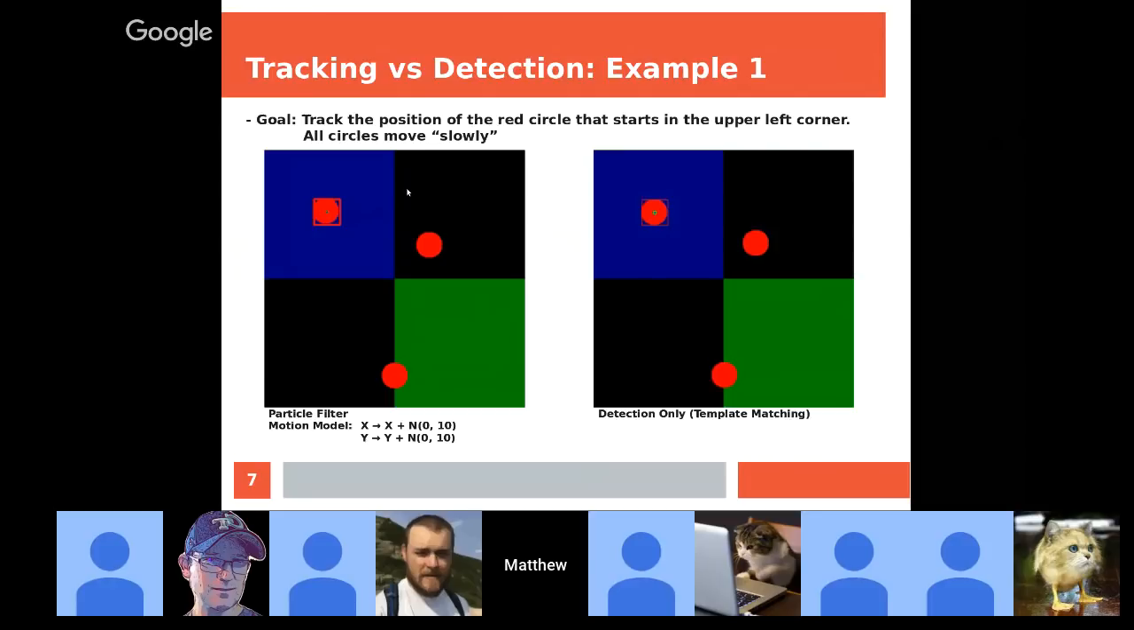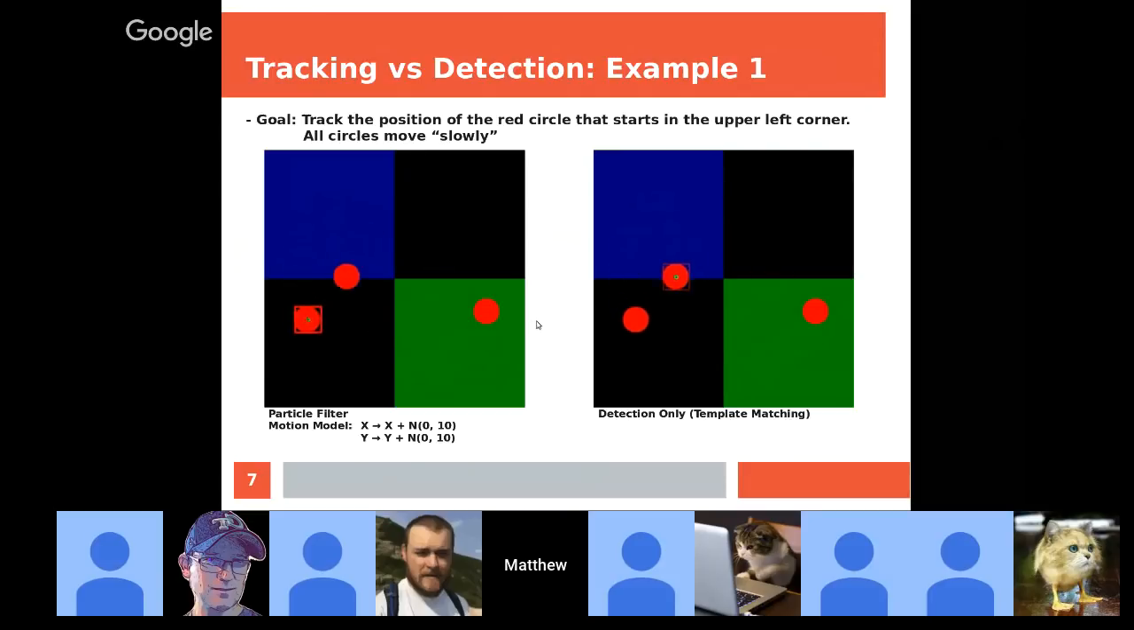But our goal is to track this particle in the upper left. And we're going to use on the left here a particle filter whose motion model is just that the position of any given particle moves a little bit during the motion update step. That's what this adding noise does for you. And you can think of this intuitively as requiring that the red circle not move too far. This is a mathematical encoding of the idea that all circles move slowly. And then on the right, I'm going to show detection only. So I'm running template matching and picking the best matching point in the image.